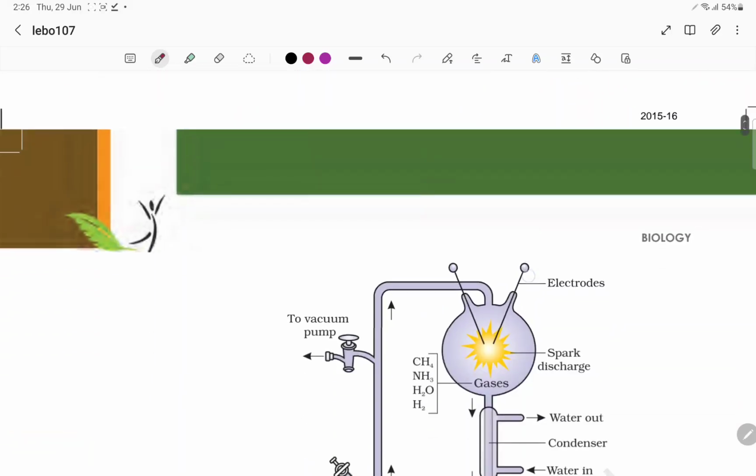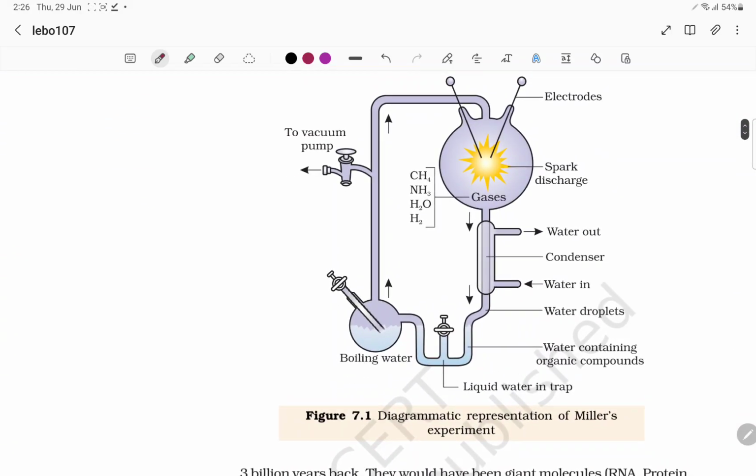So he took a closed flask. Let me show you that experiment. In the flask you can see here, this is a vacuum pipe, so nothing else can enter. They created a vacuum because no other gases should enter. Now they took the gases methane, ammonia, water vapor, and H2. They gave an electrical shock to this through electrodes, at 800 degrees Celsius.